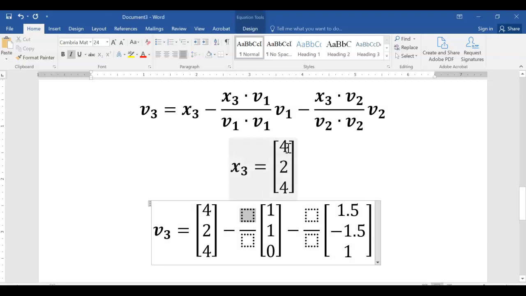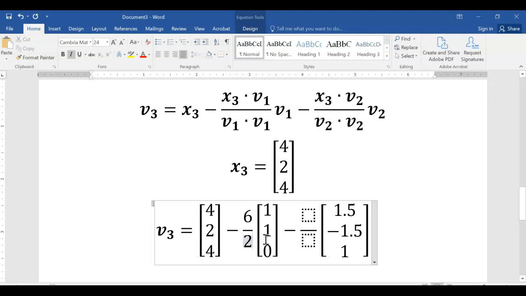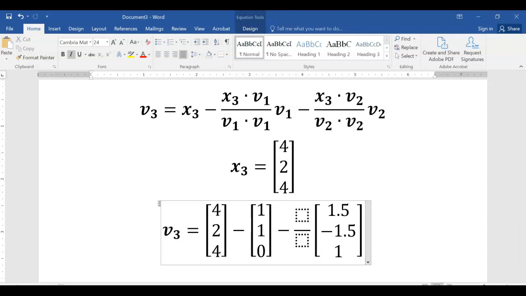Now in this situation, if I take the inner product, 4 times 1 is 4, plus 2 times 1 is 2, plus 4 times 0 is 0. I end up with a 6 divided by V1 times itself. 1 times 1 is 1, plus 1 times 1 is 1, gives you a 2. By the way, 6 over 2, we could call that a 3 if we'd rather.